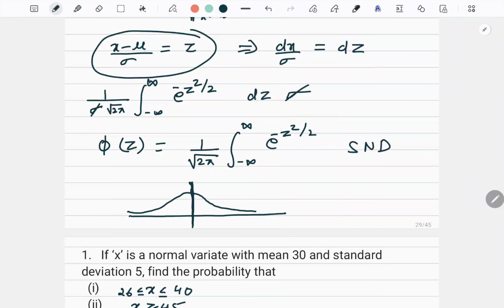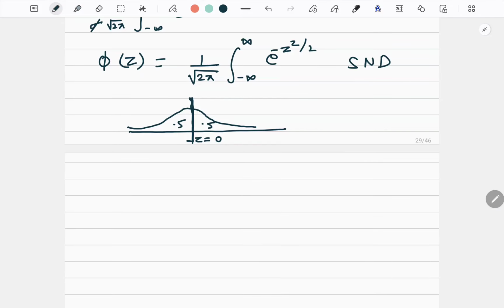Now, if I put x equal to mu, as I know that this line represents x equal to mu, z becomes 0. So this line here represents z equal to 0. The area under this is 1. This side it is 0.5 and this side it is 0.5. Correct? Now, here you need to understand one very important thing. This is what is called the standard normal distribution.